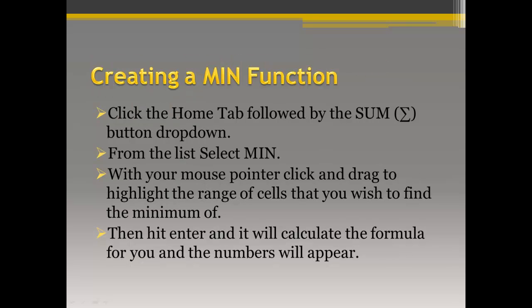How to create a min function. First thing you will do is select the cell in which you wish the minimum value to appear. Then you will click the Home tab, followed by the Sum drop-down arrow. From the drop-down menu, you will select the min. With your mouse pointer, click and drag to highlight the range of cells in which you wish to find the minimum value. Then you will hit the Enter key, and it will calculate the formula for you, and the minimum value will appear in the selected box.